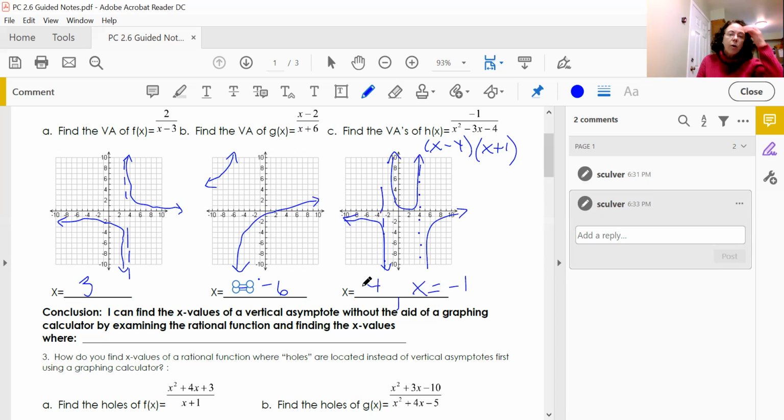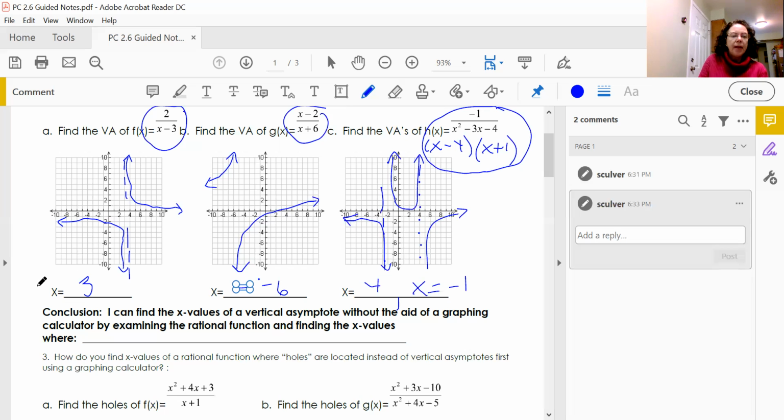Okay, so that's your algebra 2 part. The big question is the conclusion: how do you find the vertical asymptotes without the aid of a graphing calculator, just by examining the rational function, meaning looking at your rational functions here, and deciding where the vertical asymptotes are?